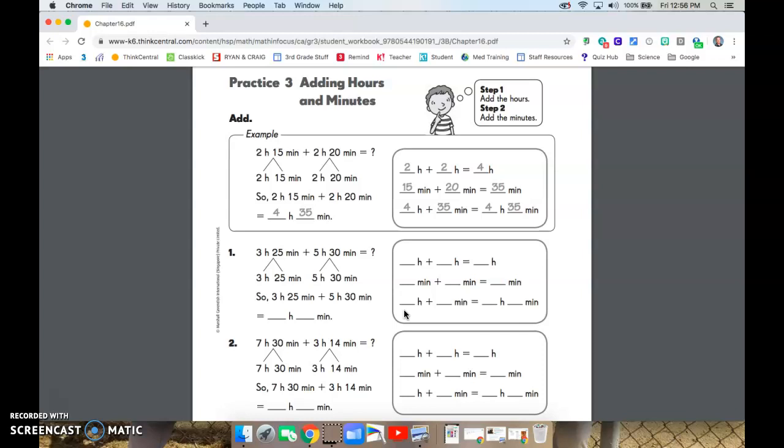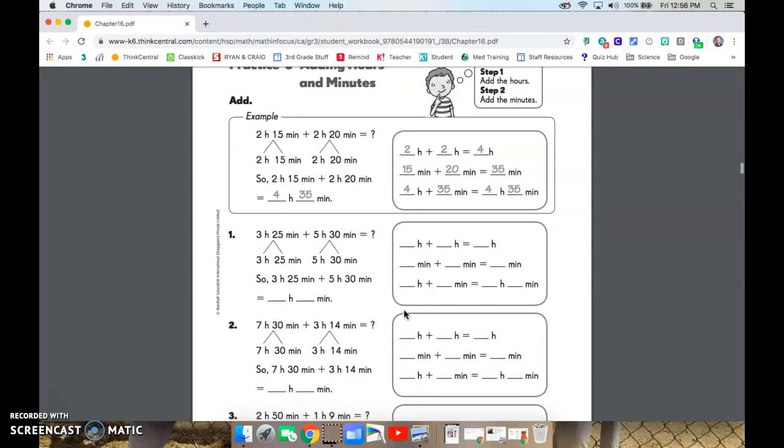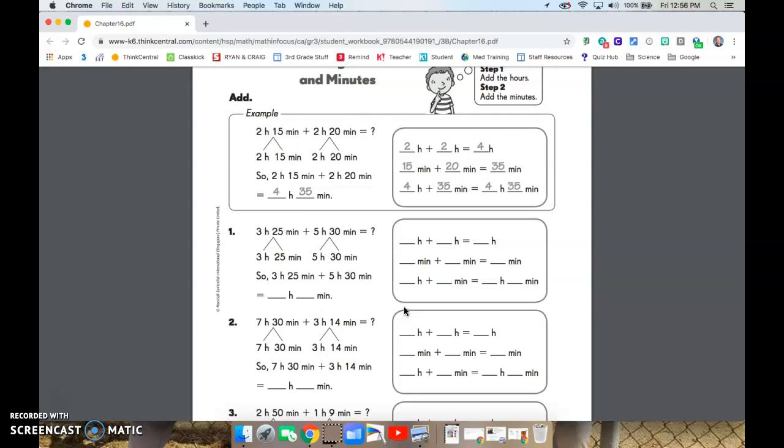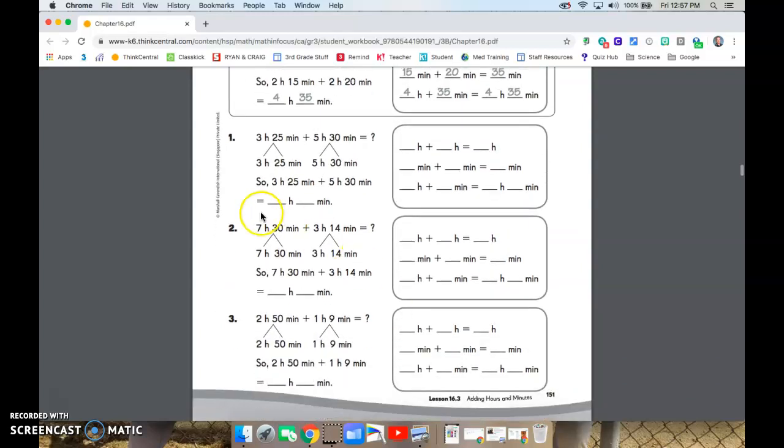All right, let's look at number 2. 7 hours and 30 minutes plus 3 hours and 30 minutes. So we got 7 hours and 3 hours is 10 hours. And then we have 30 minutes and 14 minutes is 44 minutes. And there we go, 10 hours, 44 minutes.